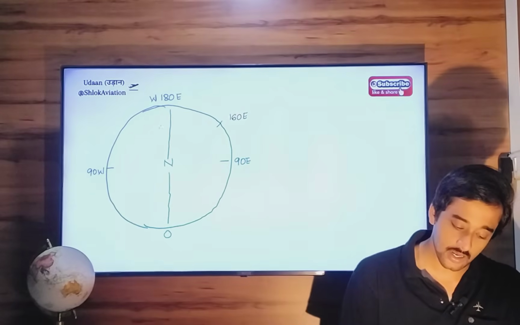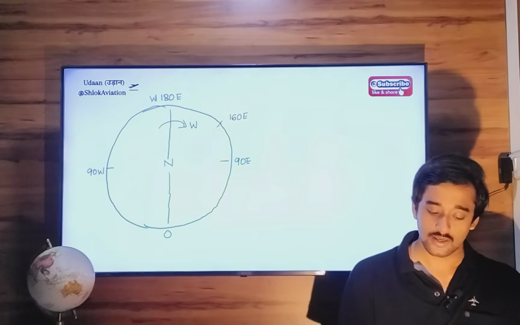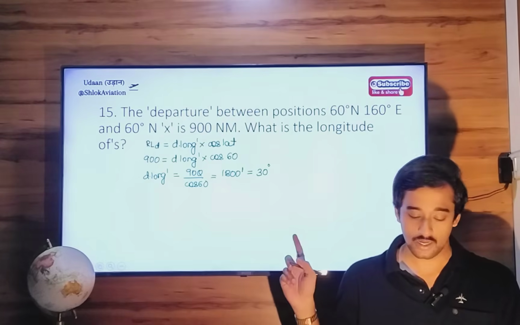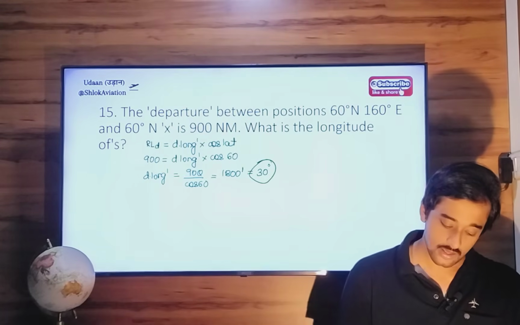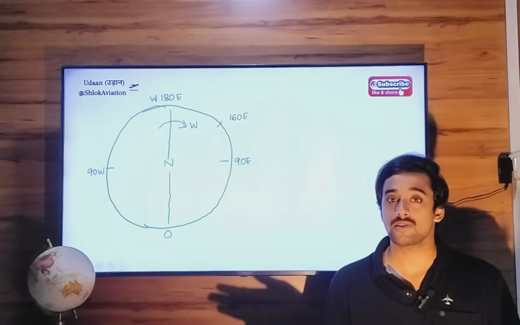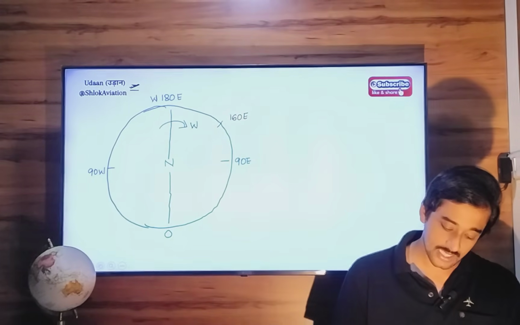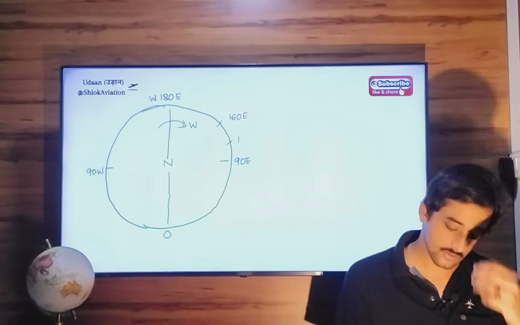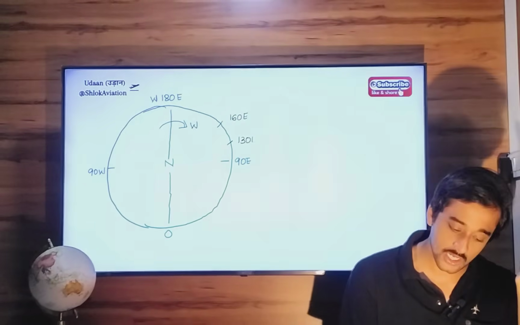Westerly directions are clockwise. So 160 east is your initial longitude. D long is 30 degrees. So your final destination, if you fly in a westerly direction, will be 160 minus 30, that is 130 east longitude.